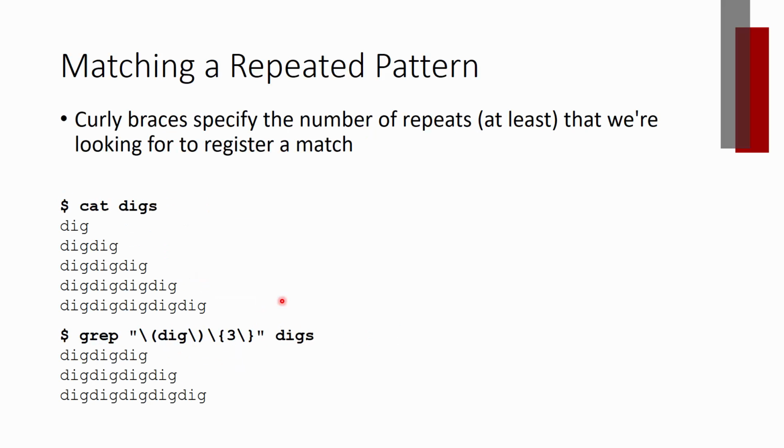Curly braces are going to specify the number of repeats, at least, that we're looking for that will count as a match. So here's a new file. This one is called digs, and digs consists of 5 lines where the word dig appears more and more on each line. So I am specifying that I want to grep for any line that consists of the word dig repeated at least 3 times. So see all the backslashes to escape all these characters, including the curly braces. But it does work. We're able to return the line with the lowest number of digs.